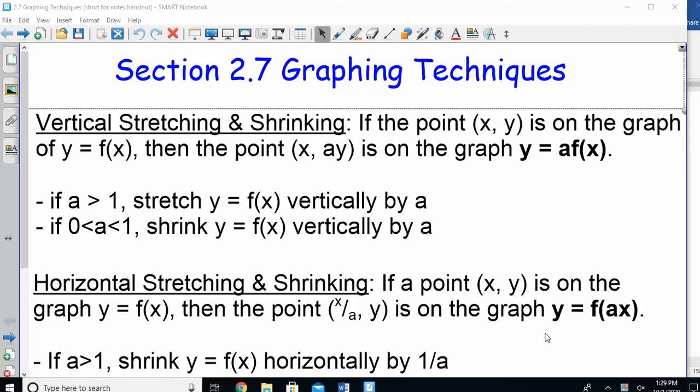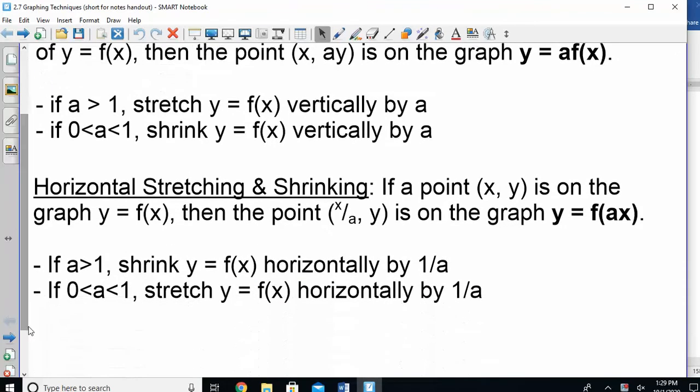So vertical stretching and shrinking happens if you multiply a number on the outside, and it does what we think. If that number is bigger than 1, it's stretching it. If that number is smaller than 1, it's shrinking it. Horizontal is when the number is inside, and it does the opposite. If you multiply by something bigger than 1, then it actually will shrink your graph horizontally. If you multiply by something smaller than 1, it actually stretches it out horizontally.